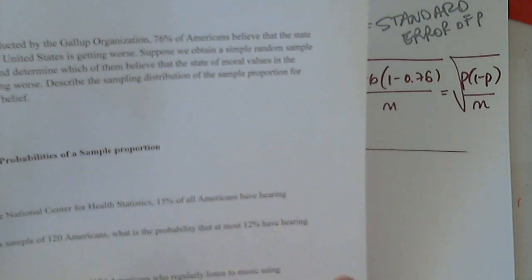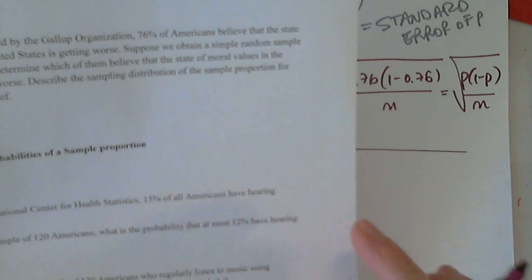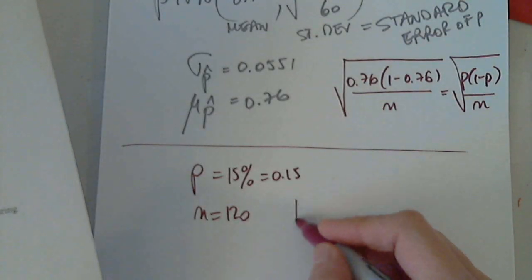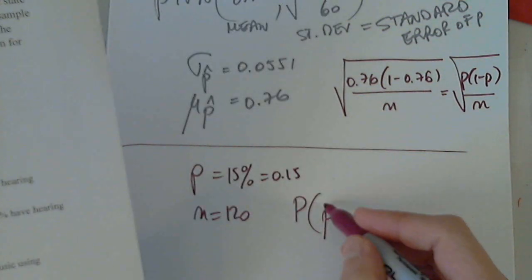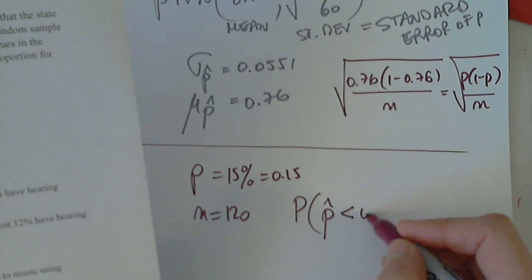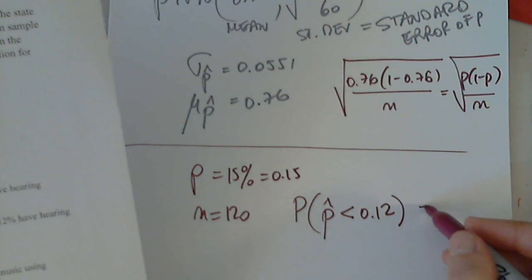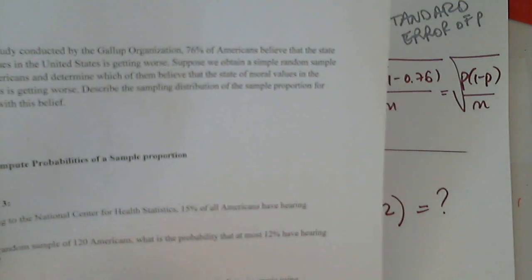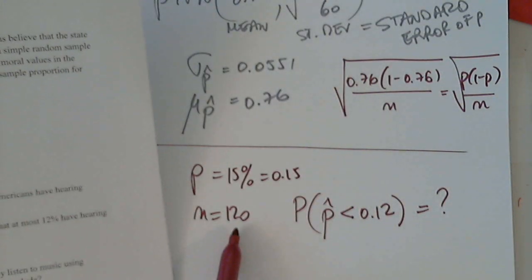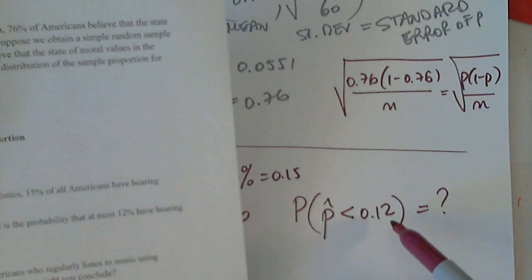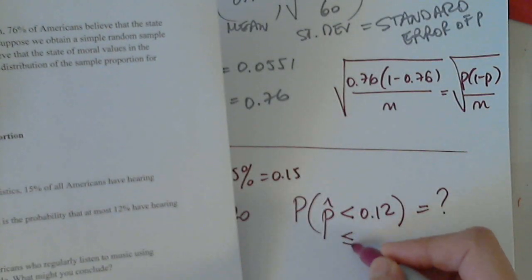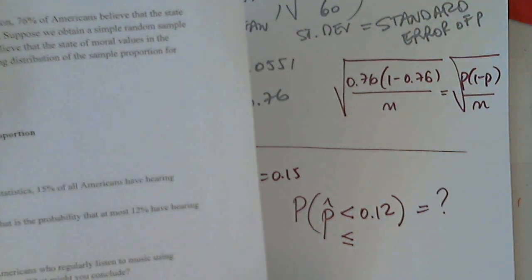What is the probability that at most 12% have hearing trouble? We want to find that p. What is the probability that at most? So p hat less than 0.12. This is our question. In a random sample of 120, what is the probability that at most, remember, it's a continuous distribution. If you put this or this, it doesn't matter.